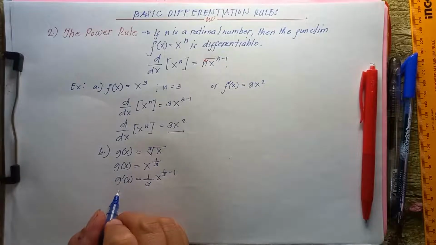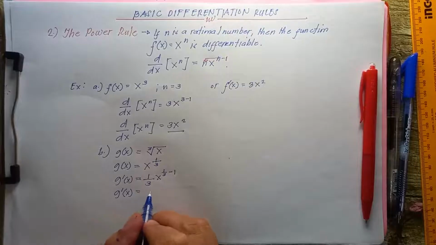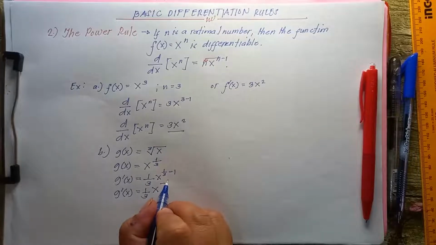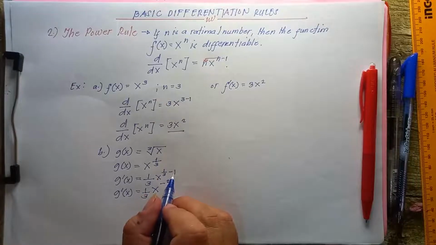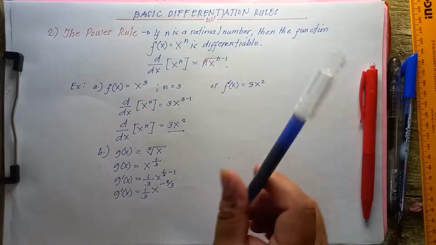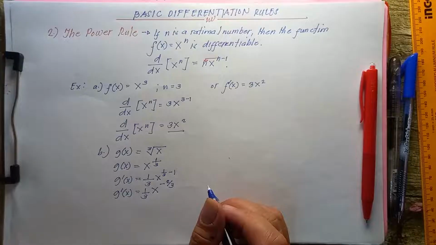The result would be g prime of x is the same as 1/3 of x raised to negative 2/3. That is the same as 1/3 minus 1, which is negative 2/3. So that would be the result, okay?